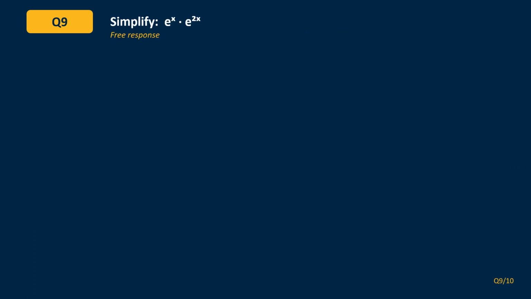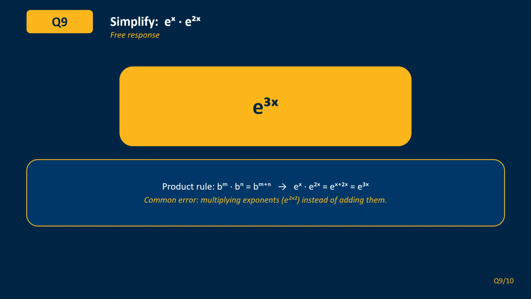Question 9. Free response. Simplify the expression e to the x multiplied by e to the 2x. Pause now to work through this problem. The answer is e to the 3x.